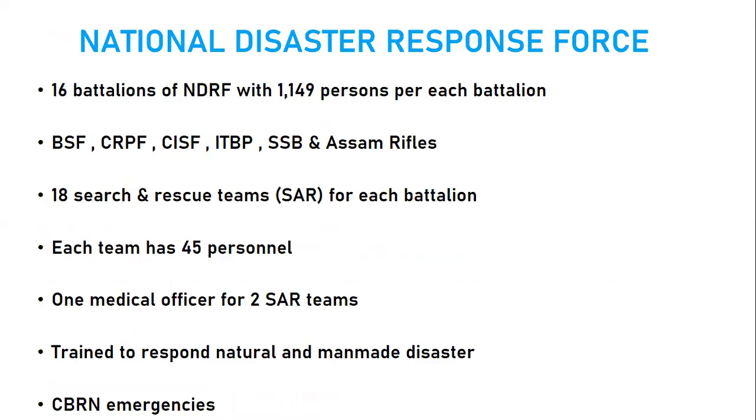Then NDRF, National Disaster Response Force. We have 16 battalions of NDRF with 1,149 persons per battalion. They are raised from BSF, CRPF, CISF, ITBP, SSB, and Assam Rifles. For each battalion, we have 18 search and rescue teams. Each search and rescue team has 45 personnel.